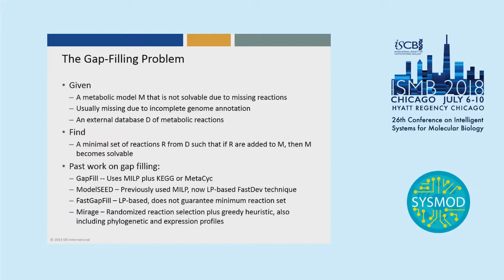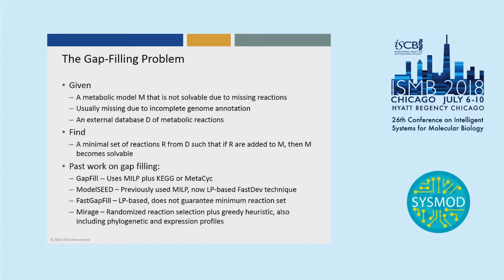And there's been a good bit of past work on gap filling. A number of past gap fillers used mixed integer linear programming to formulate the gap filling problem. There's a piece of software called GapFill that uses either KEGG or MetaCyc as its external database. Model Seed used to use an MILP gap filler. They recently switched to a linear programming-based gap filler using a technique that we published in my group called FastDev. There's another linear program-based gap filler called FastGapFill, although it doesn't guarantee a minimum reaction set.